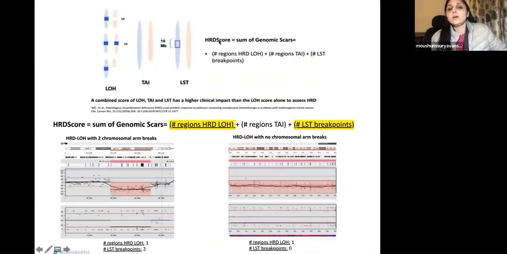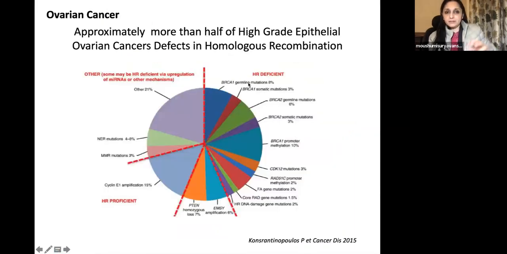The HRD score is basically, as I already told, a sum total of loss of heterozygosity and these TAIs and LST breakpoints. So I will go into the detail of these, how these scores were added up. But before that, since this HRD score for now is only used in ovarian cancer, and it will be soon coming to other cancers like your triple negative breast cancer and your prostate cancer. But presently it is only approved for ovarian cancer.